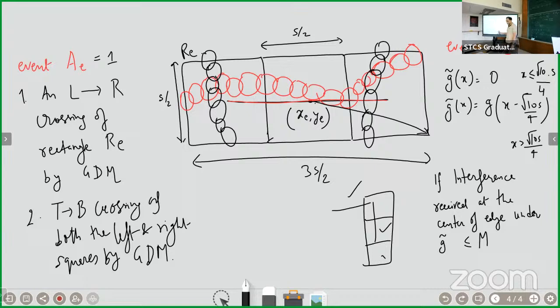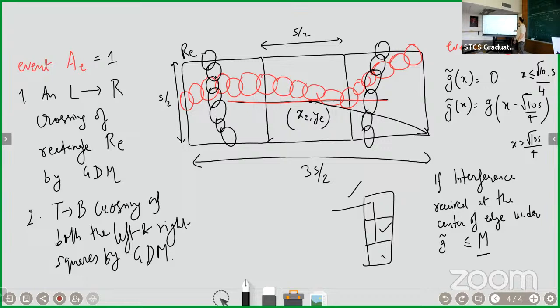Do I want to write that again? Under g tilde, the interference seen here is at most M, some quantity which we will pick later. This implies that the interference seen at any point inside this rectangle, under the original function g, is at most that. That's how it has been defined.